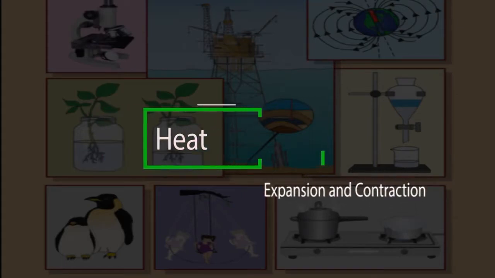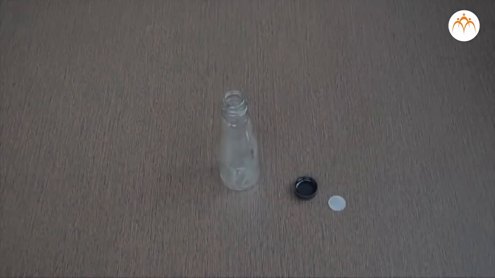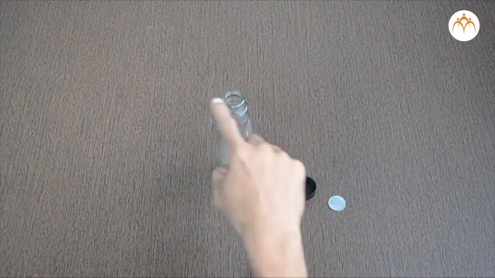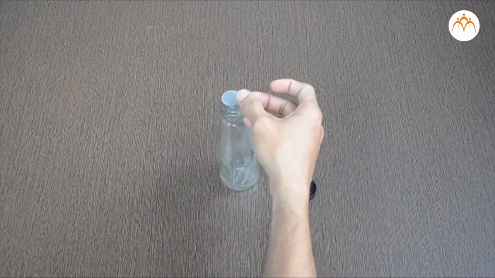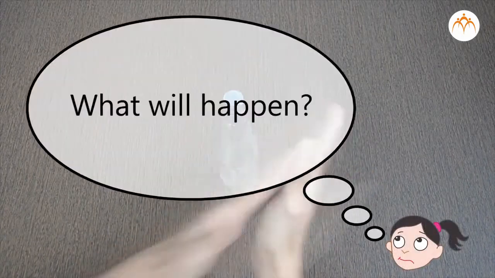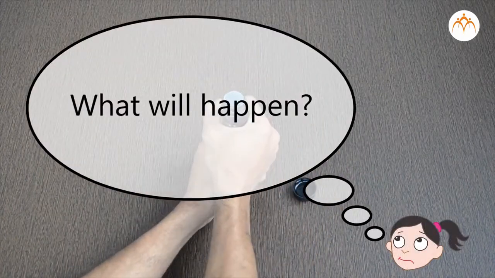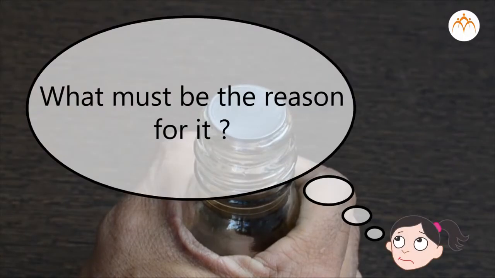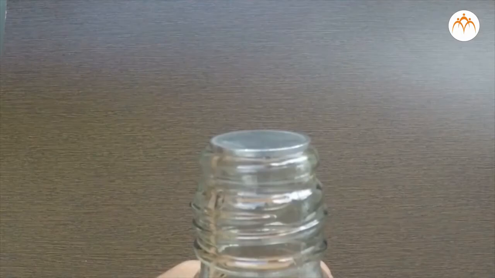Expansion and contraction. Let me take this glass bottle. Apply some water on the edges and place a small coin on it. If I rub my hands quickly and surround the bottle with my hands, what will happen? After some time, the coin starts to dance. What must be the reason for this?